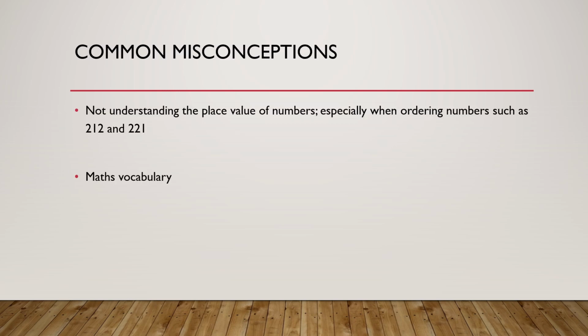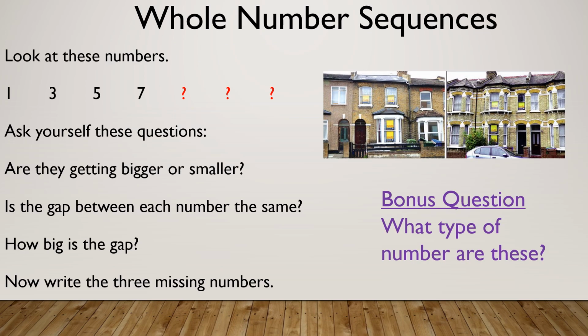Now, the most common place where people lose marks in this topic is not understanding the place value of numbers, especially when ordering numbers such as 212 and 221. If you struggle with place value, please go back and have a look. I've got a video on place value and also a video on ordering numbers and maths vocabulary that may help with this. So let's have a look at sequences.